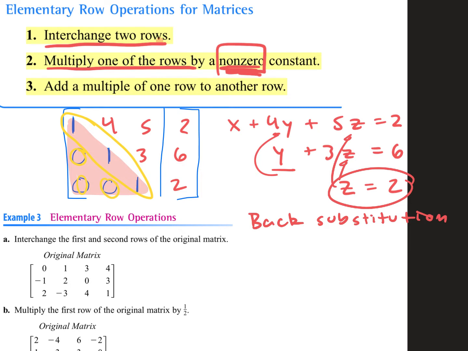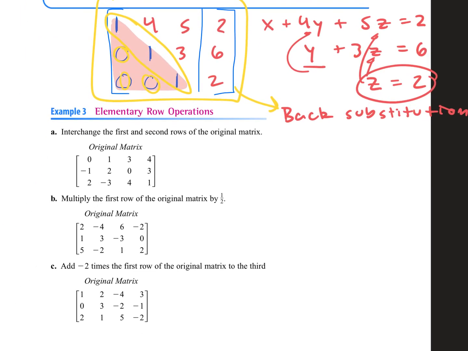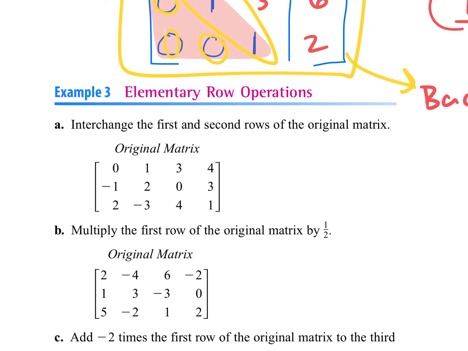Right. So our goal is to put it in row echelon form and then use back substitution to solve. So the first couple examples, the first one just wants us to do one step at a time. So for example, 3a says interchange the first and second rows of the original matrix. So we can change the order of the rows if we wanted to. So here we're just going to flip the first and the second.